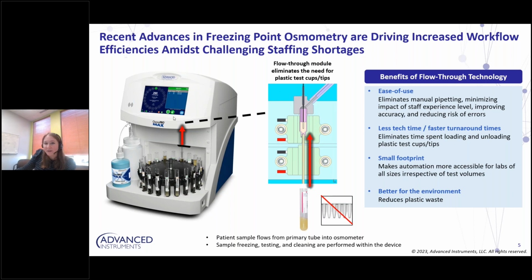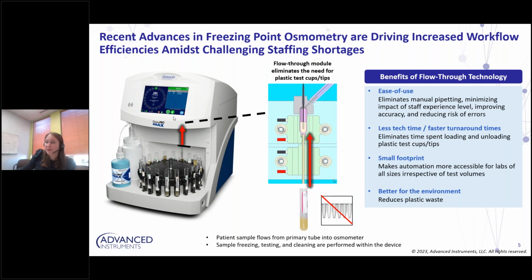So several benefits here. One is ease of use. If you think about the staffing shortages today and the situation at hand, eliminating that manual pipetting really drives a lot of value, minimizes the impact of staff experience level. And I would say, to be honest, takes the burden off of the tech. He or she, they have so many things to worry about. Pipetting into an osmometer shouldn't be one of those things. So really improving accuracy, reducing risk of errors, taking the burden off of the tech and putting it on the technology where it really belongs.